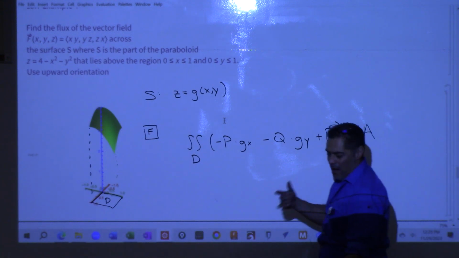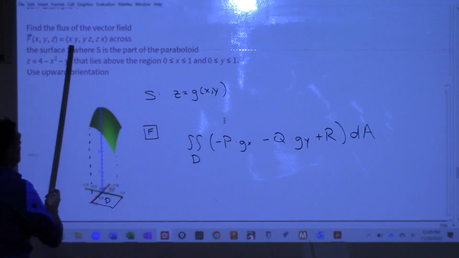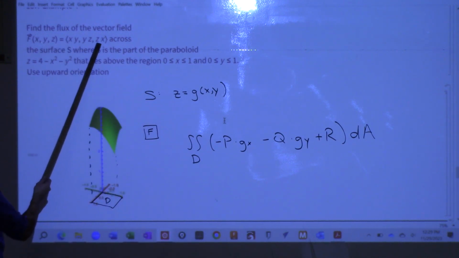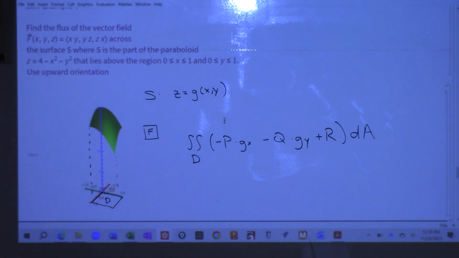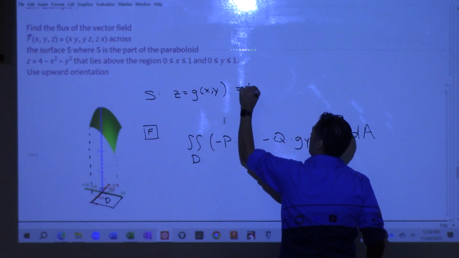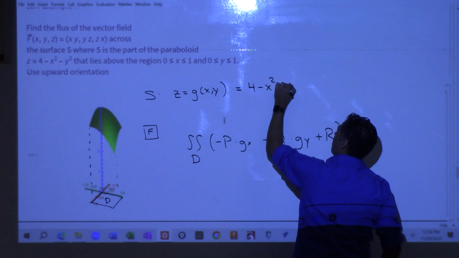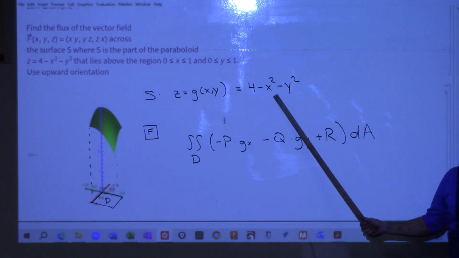That's the x, y, and z components of the field, right? So that's P, that's Q, that's R. Let's wrap our heads around this first. This z, what is our z function? Z is 4 minus x squared minus y squared, right? It's the paraboloid. Yes, that's obviously, if z is a function of x and y.